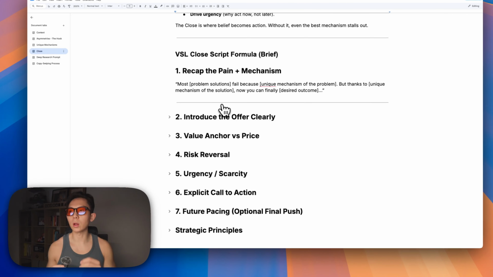So the first thing is you want to recap the pain and mechanism. So why most problem solutions fail? Because of the certain unique mechanism that they might not be aware of. But thanks to your unique mechanism of your solution, now you can finally get the desired outcome.